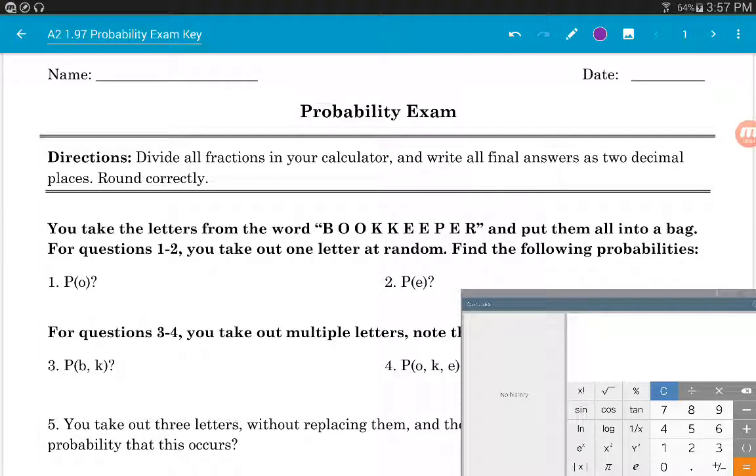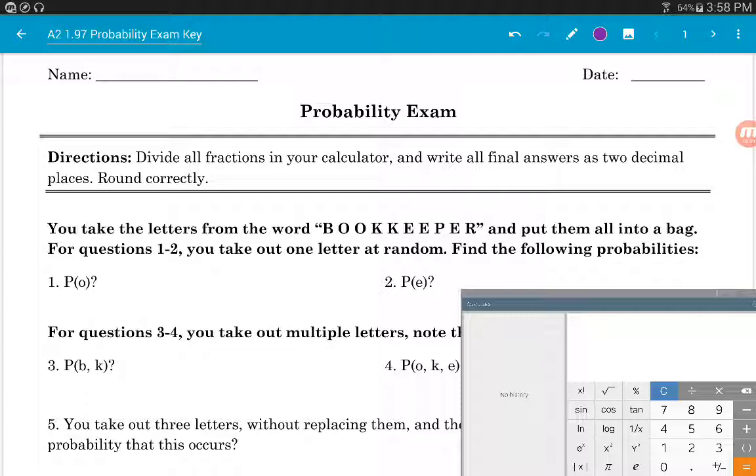Here's a video going over the first iteration of the probability exam. I'll give you all the final answers in decimals, but to be fair, a simplified fraction would get full credit as well. An unsimplified fraction loses 1 point on any question.